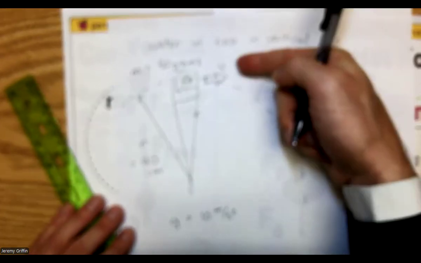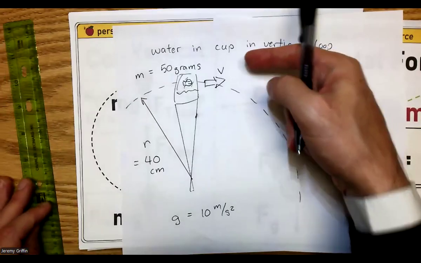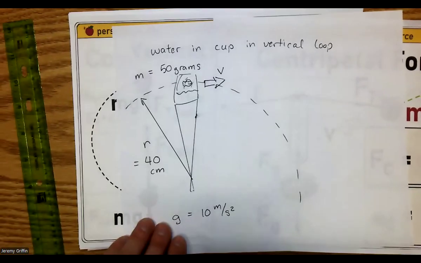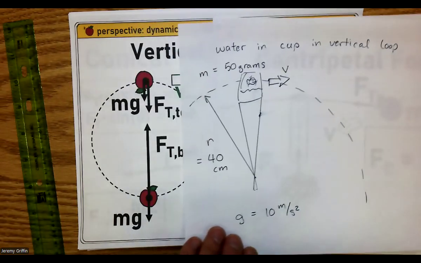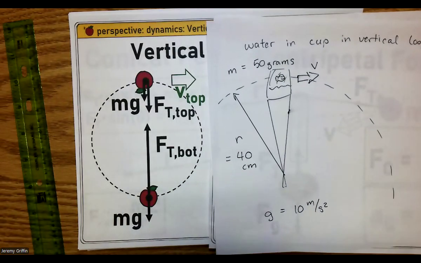What is the minimum speed? Can you solve for that V? Go ahead. You solve for that V. What's the minimum speed to guarantee that it gets around the loop? All right, I'll give you a little time.